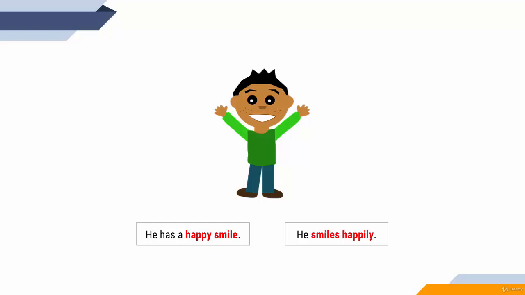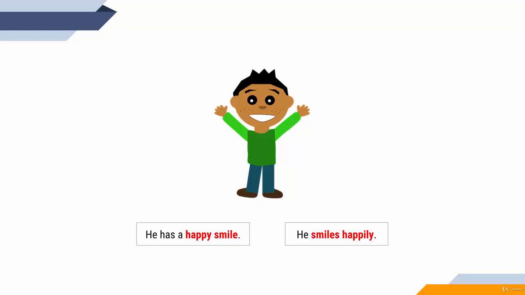He has a happy smile. He smiles happily. In the first sentence, he has a happy smile. Happy is the adjective, right? Adjectives, you know, are placed in front of the noun they refer to. Look at the second sentence now. He smiles happily. Smile here is your verb, and the adverb comes after the verb. The adverb is formed with ly at the very end.